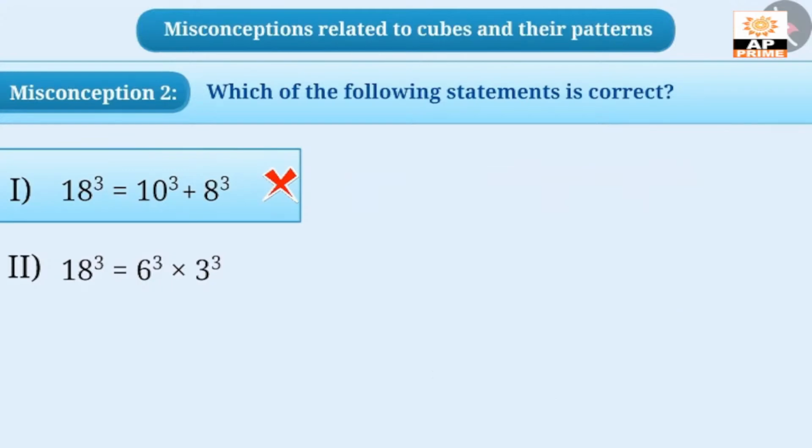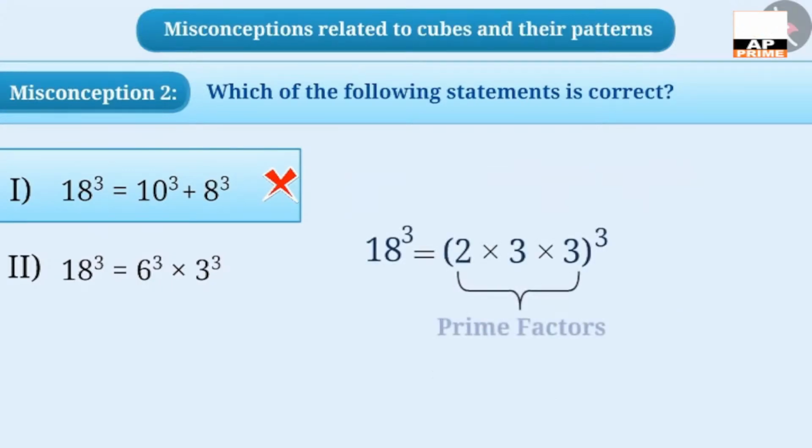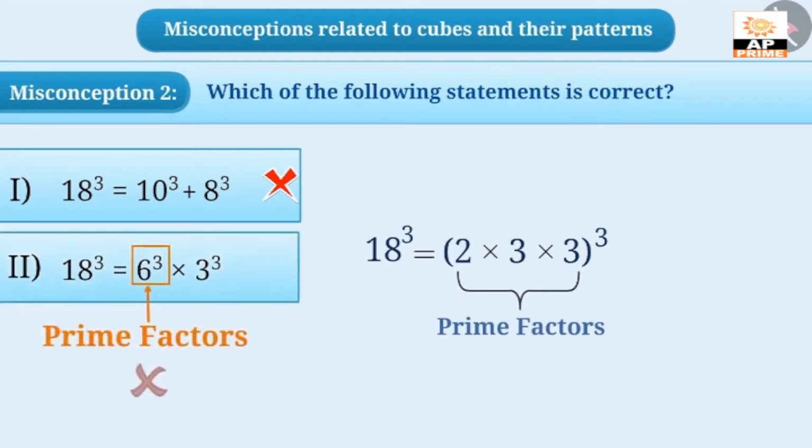Some children think that a number can only be expressed as a cube of its prime factors. In option 2, 6 is not a prime factor. This can also be a reason that children think that the second statement is wrong and the first statement is correct. But this is a misunderstanding. That's why they feel the second option is wrong.